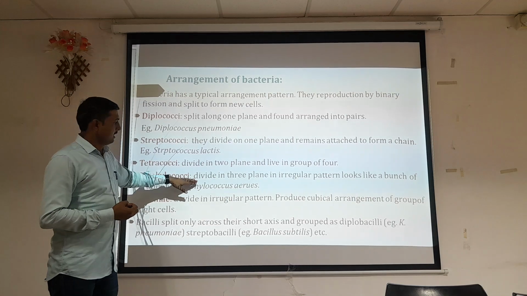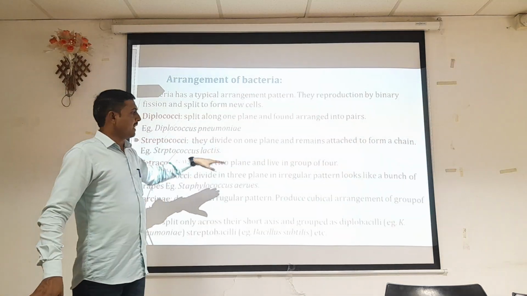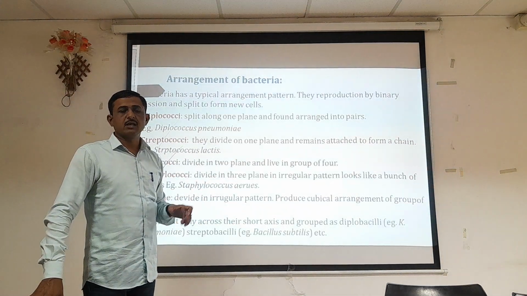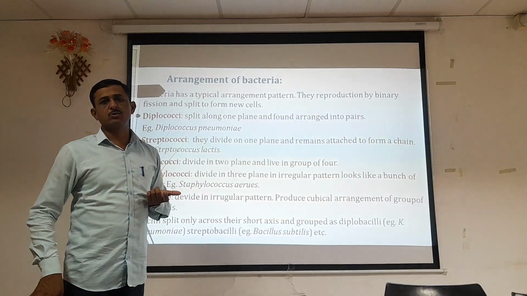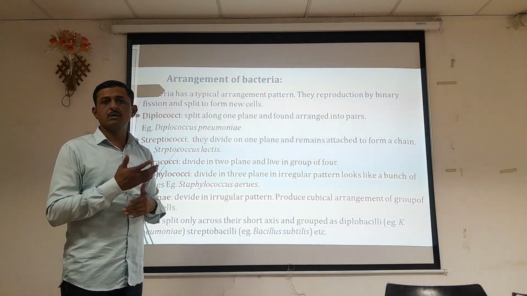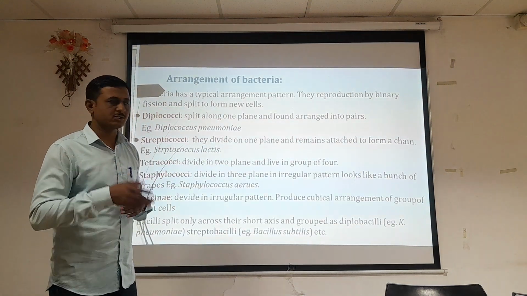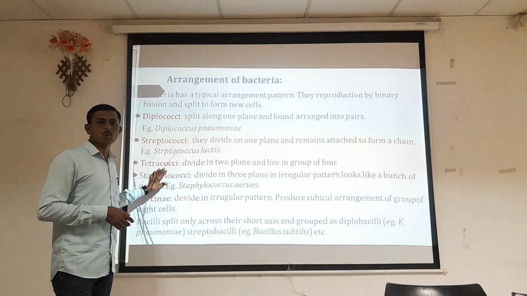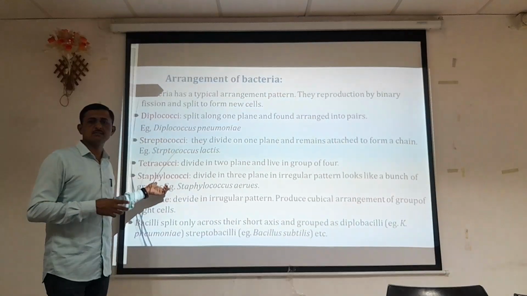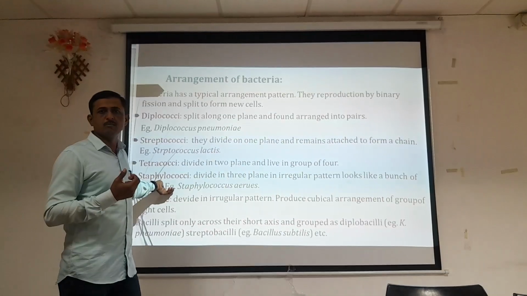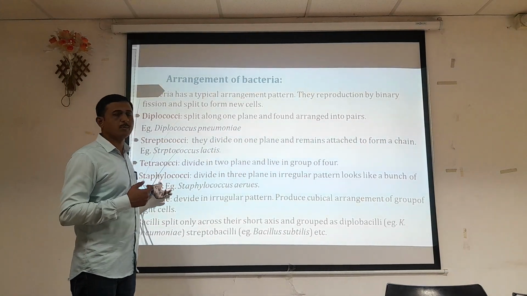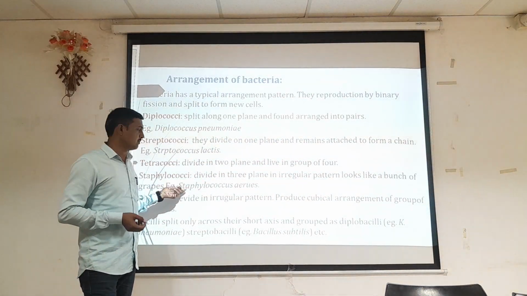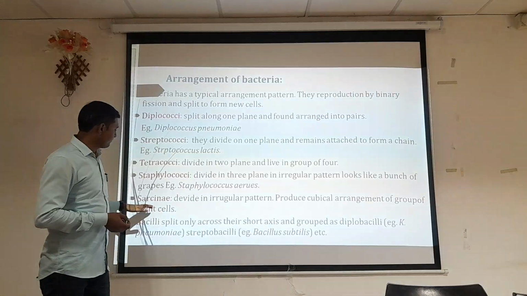Staphylococcus, they divide into three planes in irregular patterns, and they look under the microscope like a bunch of grapes. That's why they are called staphylococci. It is nothing but a group of organisms that look like a bunch of grapes. That's why they show a staphylococcal arrangement. An example is Staphylococcus aureus.